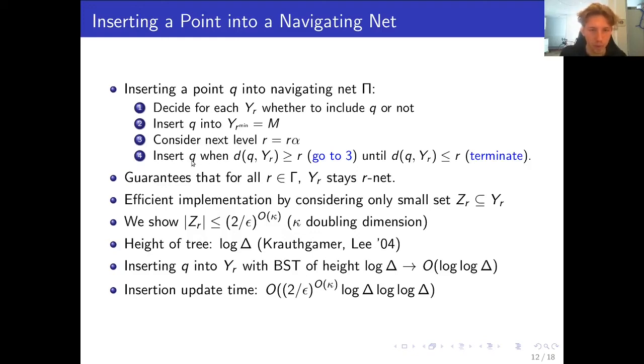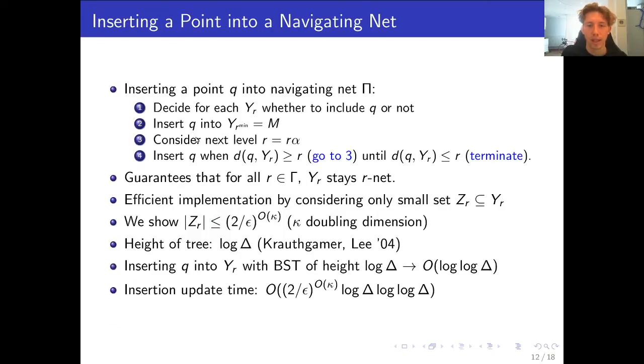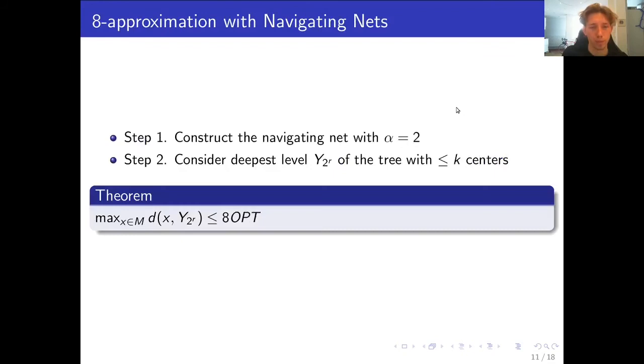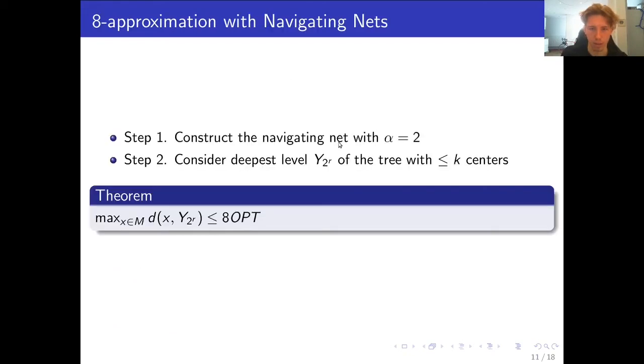And then you insert Q when the distance between Q and this Y_R is greater than R. So basically, in this step, you're taking care of the separation property, so that everyone is still far apart. And if this is not the case, if the distance between your new point and Y_R is smaller than R, you can terminate because someone covers this point already. So in this case, for 11 you would not have to insert the point into Y_2, because 9 is already covering it. Okay.